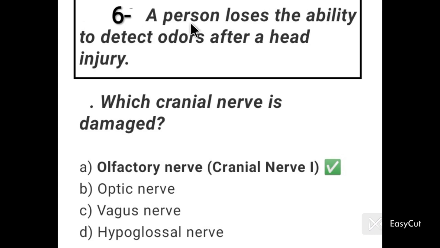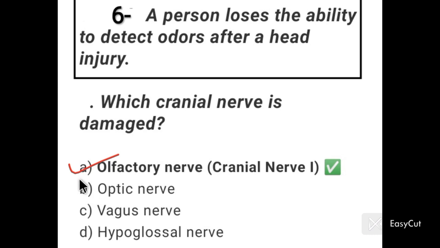Question number 6. A person loses the ability to detect odors after a head injury. A person has had a head injury due to which their ability to smell is lost. Okay. Which cranial nerve is damaged here? Answer is option A. Olfactory nerve, cranial nerve 1.